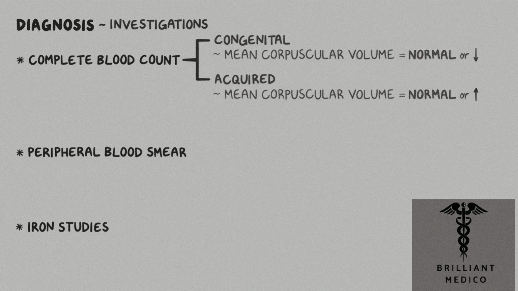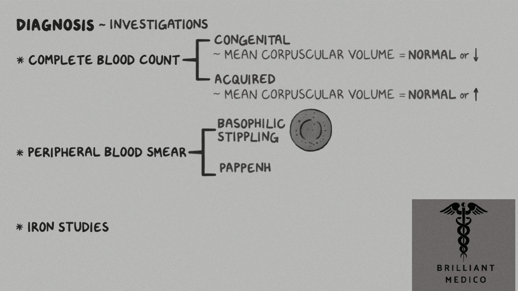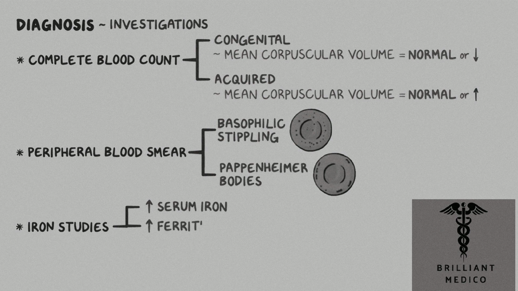While in the peripheral blood smear, we would expect to see erythrocytes with basophilic stippling, and Pappenheimer bodies, which are purple staining granules of iron found inside RBCs. Iron studies will show high serum iron, increased ferritin levels, and decreased total iron binding capacity.